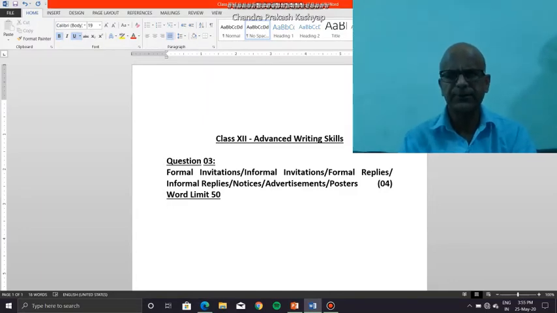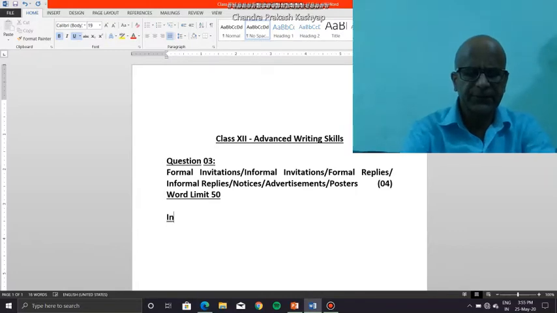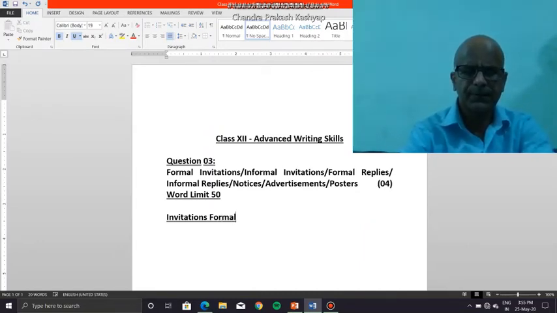And the word limit is an issue here. It has to be stuck to in all circumstances. Word limit is 50. Otherwise, CBSE may penalize you on the count of exceeding the word limit. So we begin with invitations, and invitations, as you see, are of 2 kinds: formal and informal.